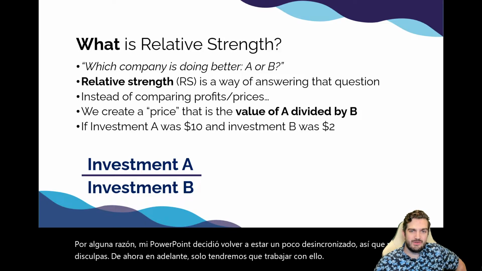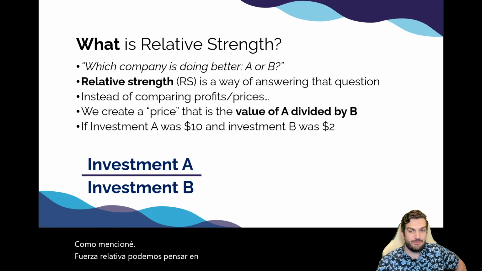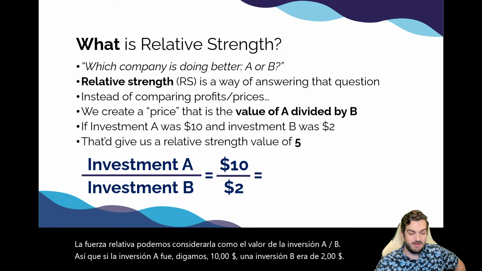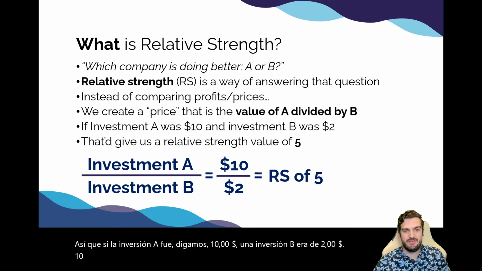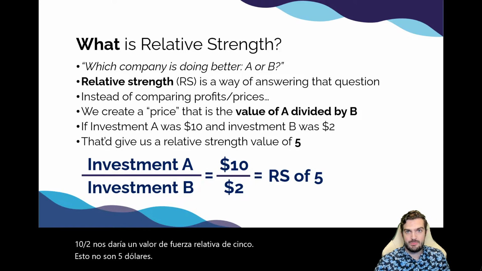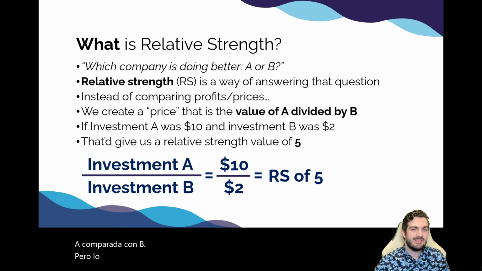So, as I mentioned, relative strength we can think of as the value of investment A divided by B. So, if investment A was, let's say, $10, and investment B was $2, 10 divided by 2 would give us a relative strength value of 5. Now, this isn't $5. This isn't 5 cents. This isn't 5 shares. You can't go out and buy the relative strength of A compared to B. But what you can do is take that relative strength value and see how it changes over time.